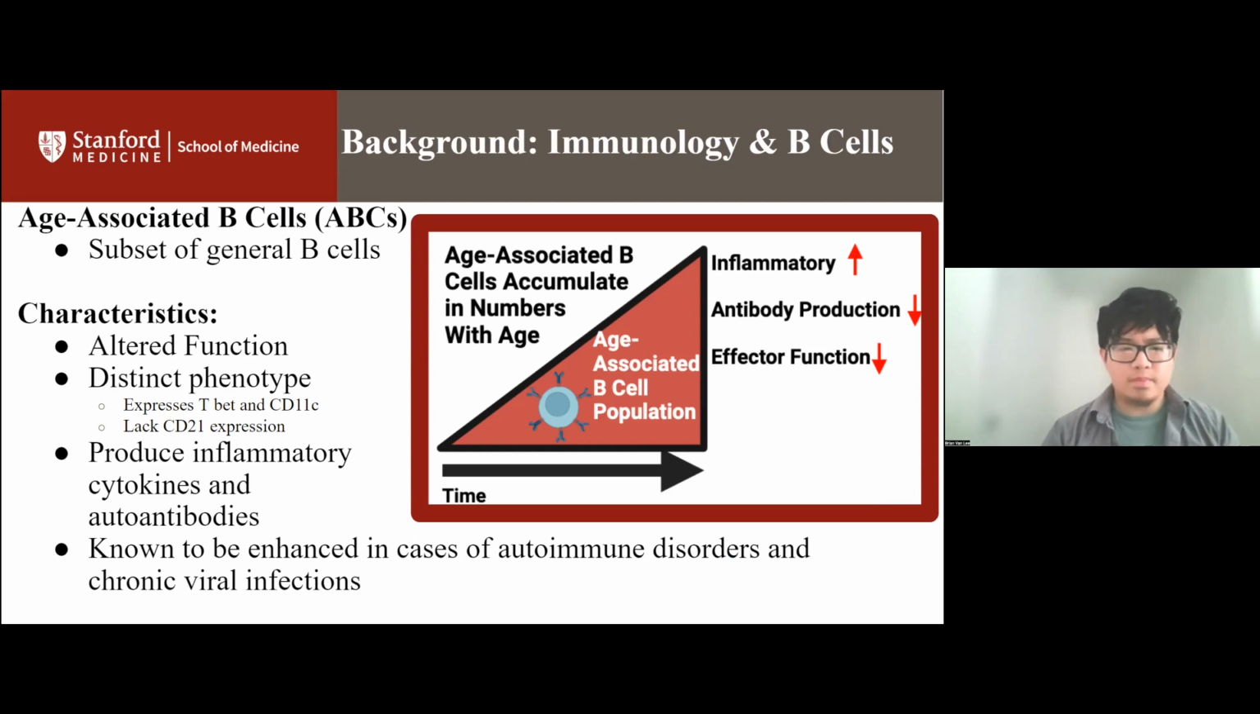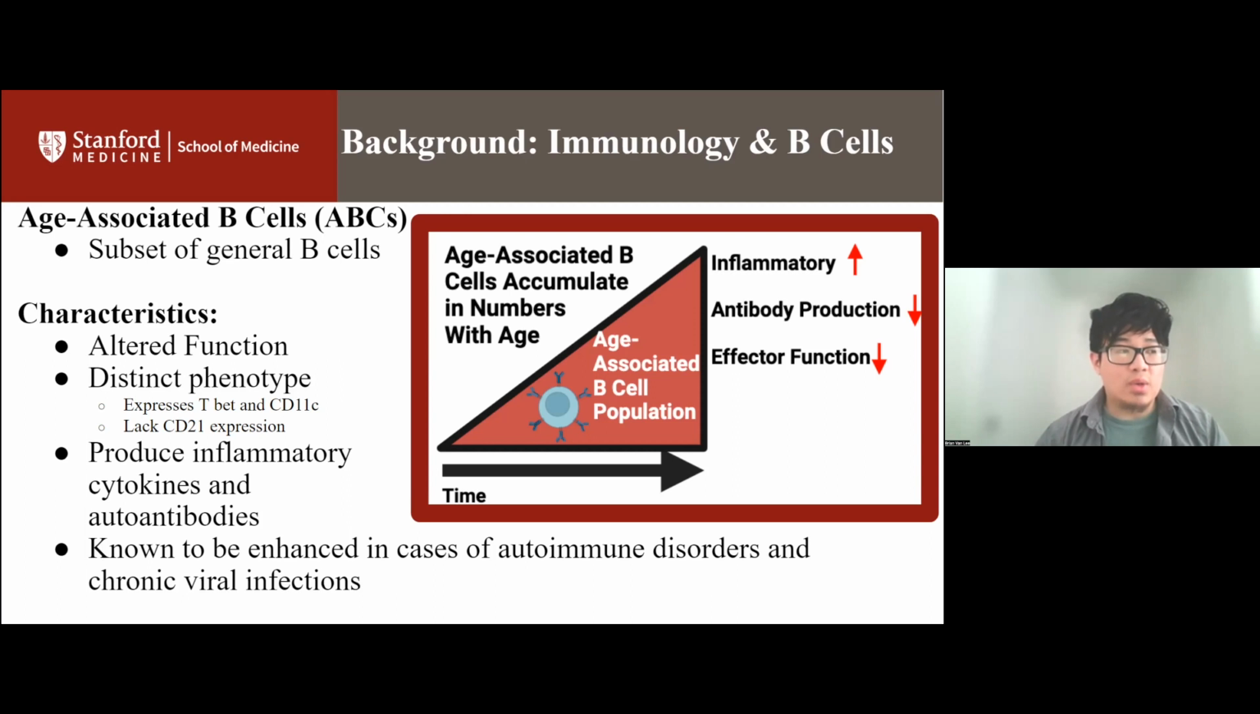The age-associated B cells are known to be highly inflammatory. They have decreased antibody production, right? And the associated two factors lead to decreased effector function, right? So, with an increase of age-associated B cells, researchers are not quite sure whether or not that correlates to immunosenescence and immunodysfunction, or if age-associated B cells actually have immune function when it comes to age.